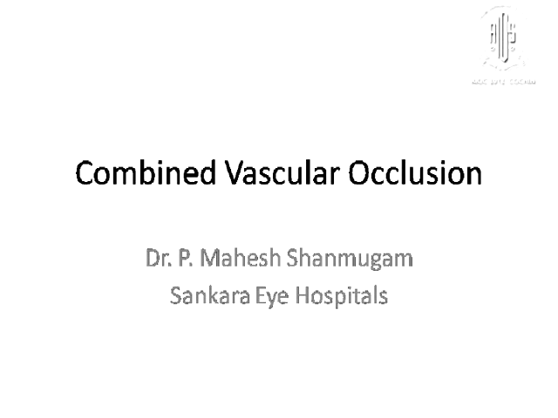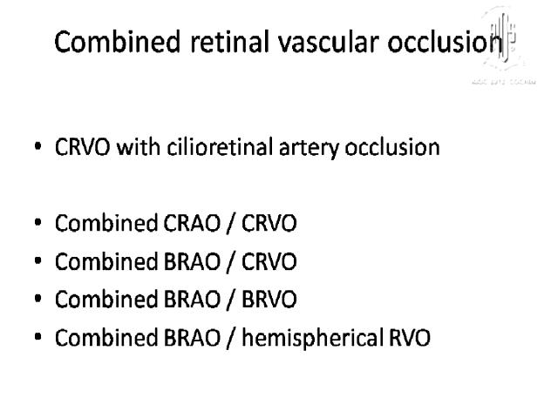The combinations can be different, as you can see out here. We saw a couple of slides of central retinal vein occlusion with ciliary artery occlusion. It can be a combined CRAO and CRVO. Most of my talk will be dealing with this. A branch retinal artery occlusion with the CRVO, BRAO and BRVO, combined BRVO and hemispherical retinal vein occlusion. These are all the combinations which can occur.